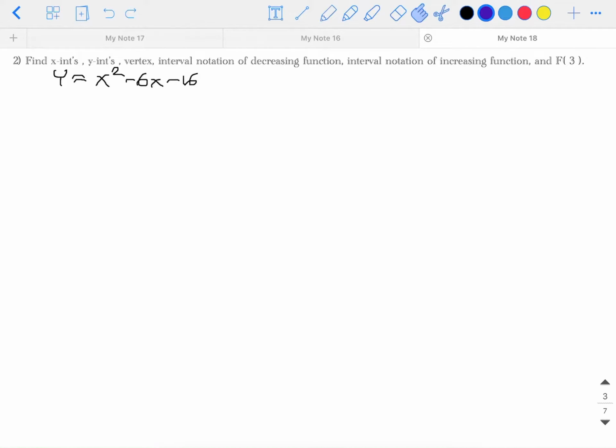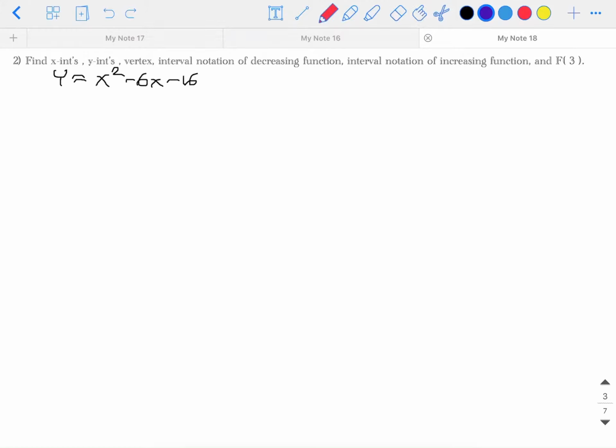Continuing on with the previous video on chapter 1.9, graphing quadratic equations, we have another one: find the x-intercepts, y-intercepts, vertex, interval notation of decreasing function, interval notation of increasing function, and a function of 3.